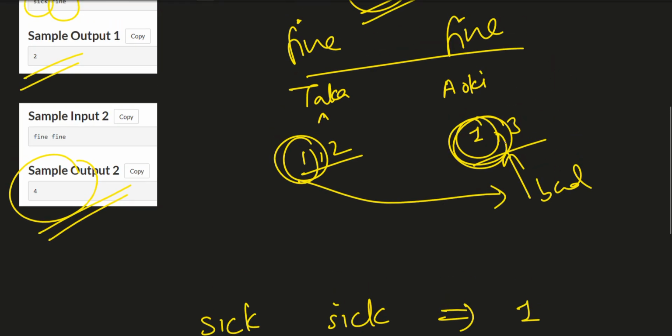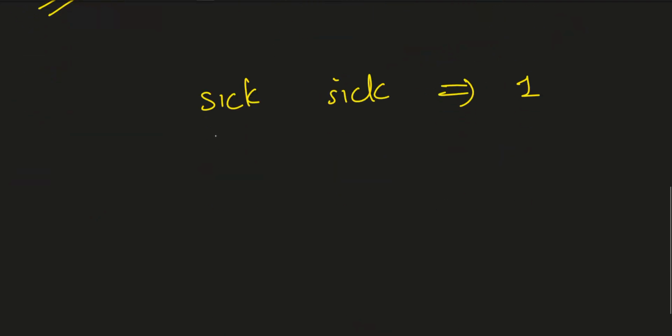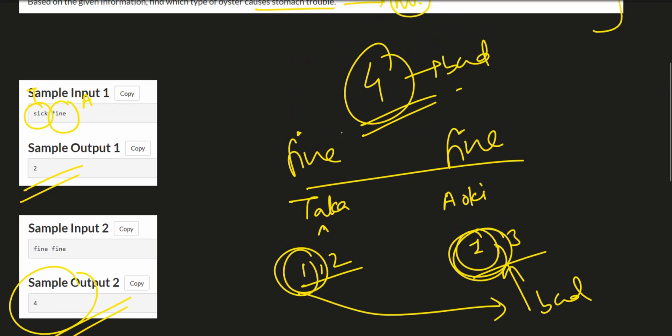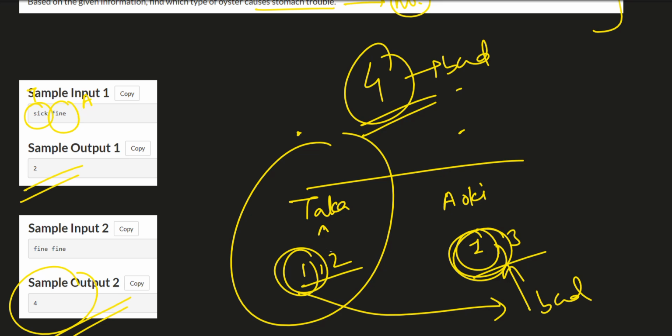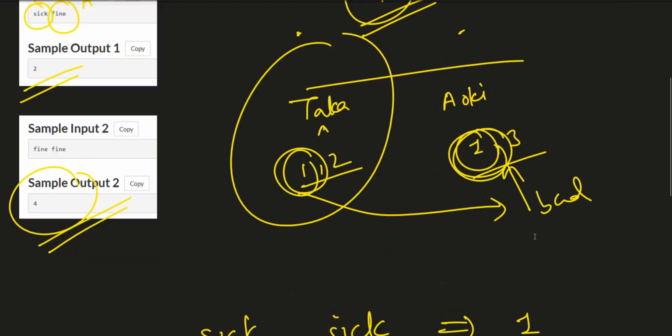So if both of them are sick, then number 1 oyster would be the bad oyster, because 1 is present in both of them. Now, if Takahashi is sick but Aoki is fine, then number 2 oyster would be the bad oyster, right? So number 2.